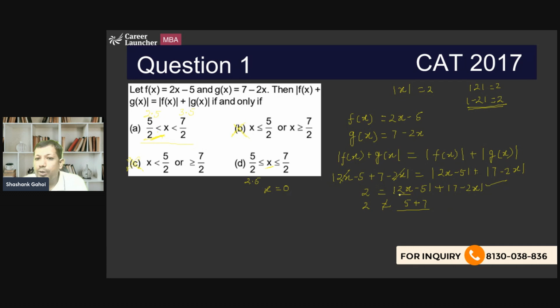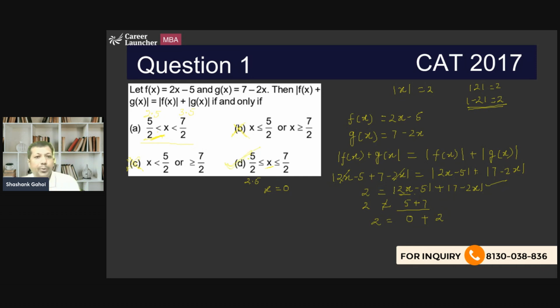So I am going to plug in x equal to 2.5. 2.5 into 2 is 5. 5 minus 5 is 0. 7 minus 5 is going to be 2. So 2 is equal to 2. Does it satisfy? Yes. So in this case, the answer of this question is going to be option D.